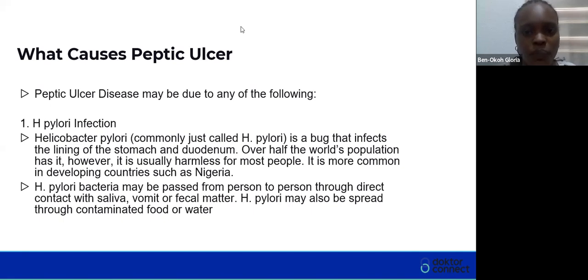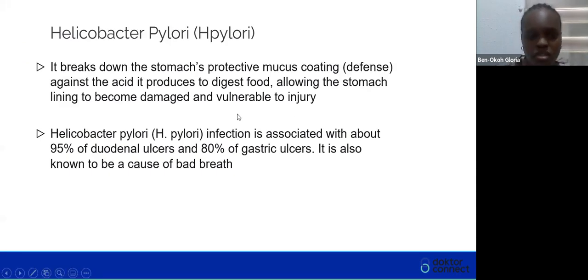One of the ways that this H. pylori bacteria is passed is from person to person. It's not from animal to person, it's usually through human beings. It can be from direct contact with saliva, vomit, or feces. This H. pylori infection can also be spread when you take food or water that has been contaminated with the bacteria. Remember I said almost over half of the world population has this infection. For most people, it's usually harmless. But for people that actually have ulcers, a majority of them have this infection.